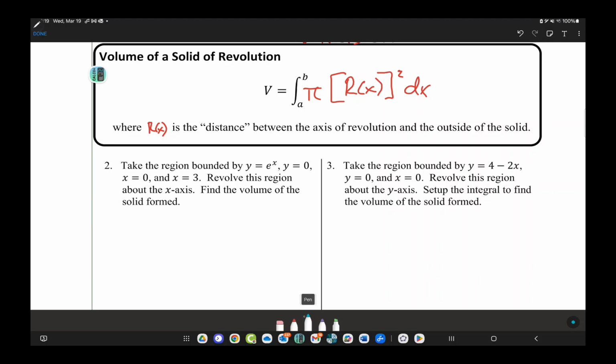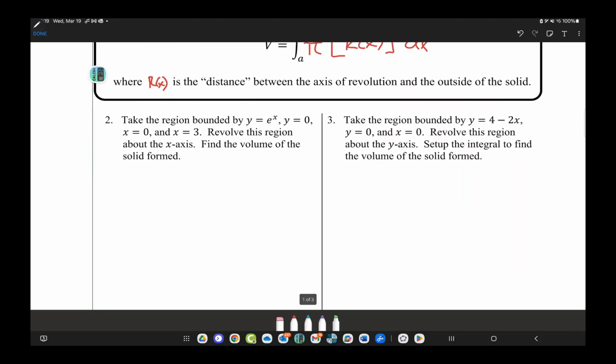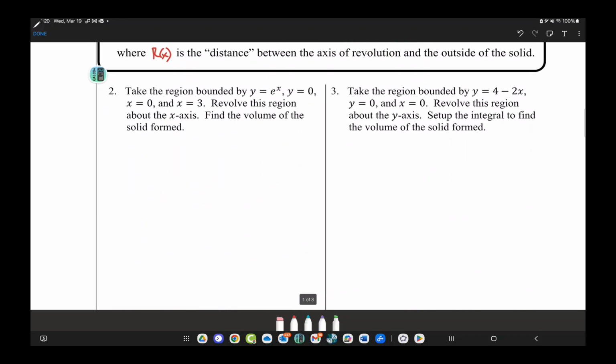So number 2, we are going to take a region bounded by y equals e to the x, y equals 0, x equals 0, and x equals 3. Graphically, e to the x starts at 1 and then just goes up like that, from x equals 0 to 3, and we're going to rotate this around the x-axis.